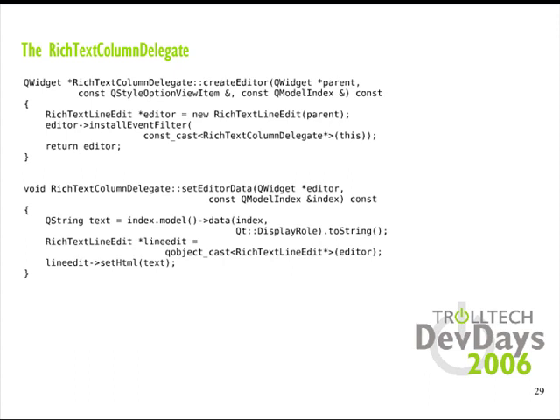The set editor data, again, only is called if the user confirms the edit. So what happens is we get the data and we put it in the editor. But we have to use set HTML because this is a QTextEdit subclass and it has two methods for putting in text, set plain text and set HTML. And throughout we're dealing with HTML here. So that's why I've used that method. Okey-doke.